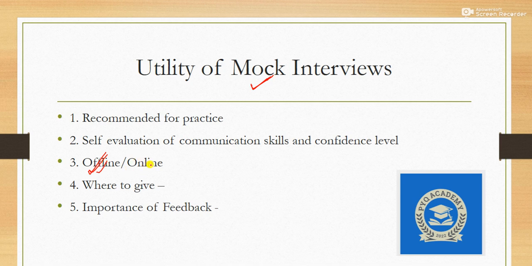What happens online is that it only matters how you are able to communicate; how you're sitting or greeting doesn't matter. But yes, if you had early experience of interviews, then there is no need to worry about offline mocks. If you are low on confidence, then go for it. If you are confident that you don't need it, then you can go for online, or you can leave it also.